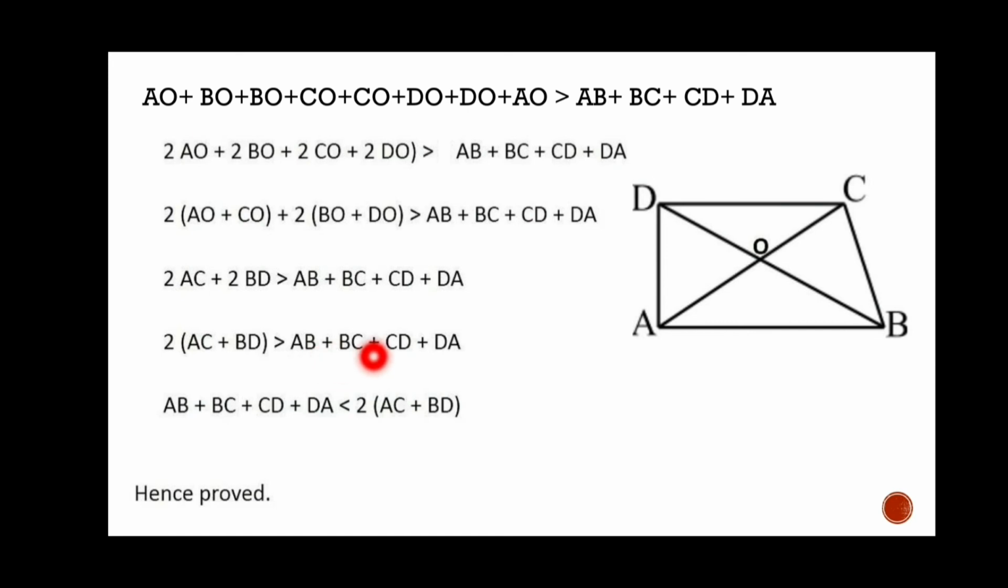Now this term we will take to this side. When we shift this term to this side, the sign will also change, because this less than side is towards the sides of the quadrilateral. So AB plus BC plus CD plus DA will be less than twice of AC plus BD. So here the statement is proved.